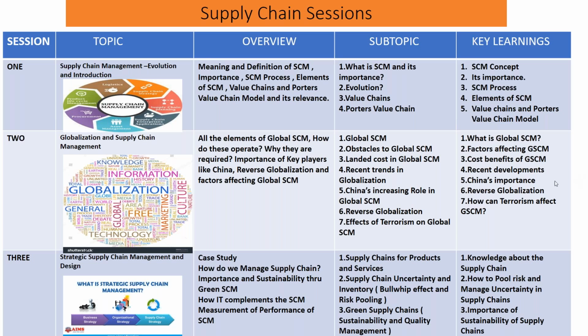Now, cost benefits of supply chain, recent developments, we'll be sharing recent developments, China's importance, reverse globalization, and how can terrorism affect GSCM. This, of course, we all know how can terrorism affect supply chain, but recent developments and what are real global supply chains and how it is emerging, we will be touching that. Then we will talk about in session 3, how do we manage supply chain? As I already mentioned, there has to be a strategic fit. And strategic fit means objectives of the company you have to consider. You have to see whether supply chain is green and global and how it complements the total supply chain.